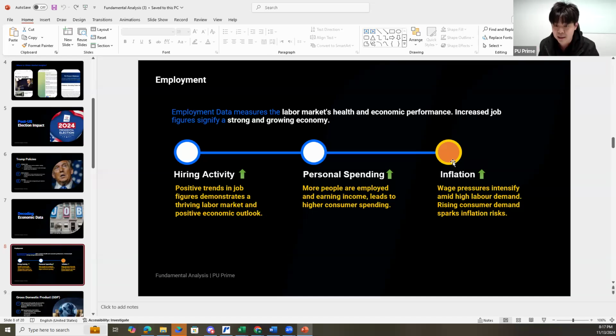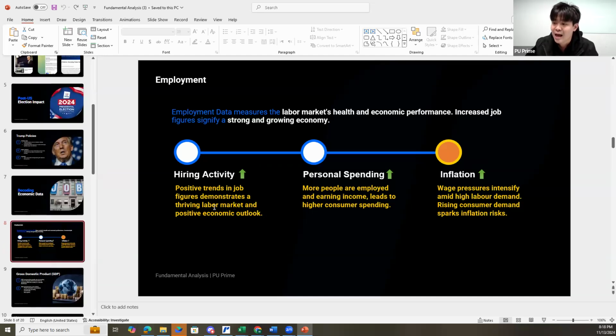If a lot of people are getting jobs, that means they might get salary and they might get richer. And if the bosses, the employers, are hiring more people, that means their business is very, very good. So the job figure is one of the major indicators to predict and understand whether the overall economy is good or bad. It is very, very important. So there are tons of job figures that we need to understand.